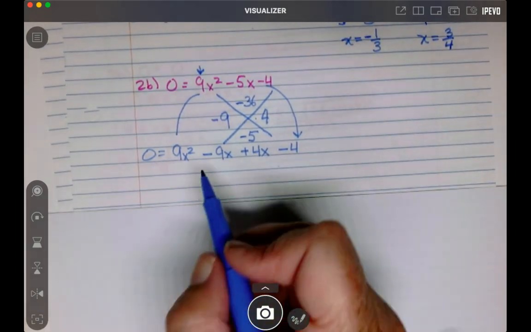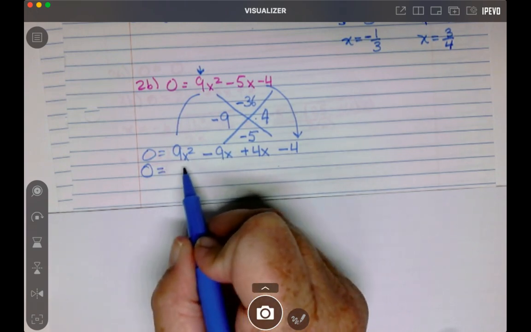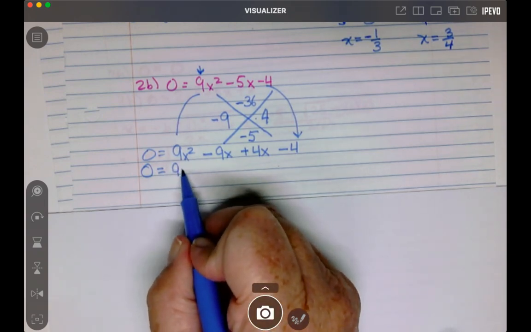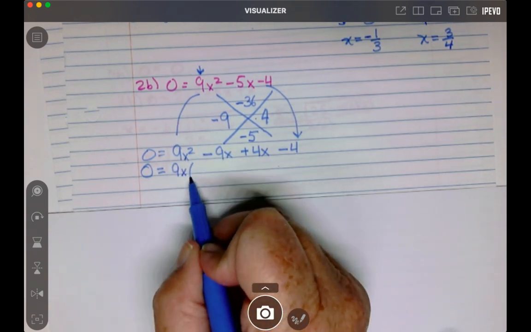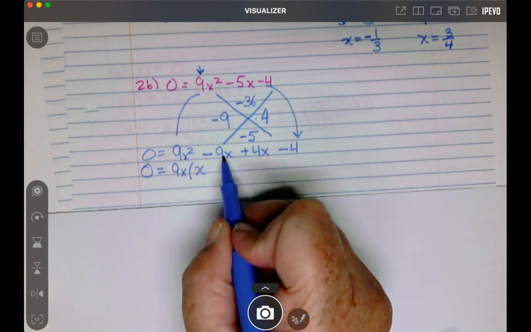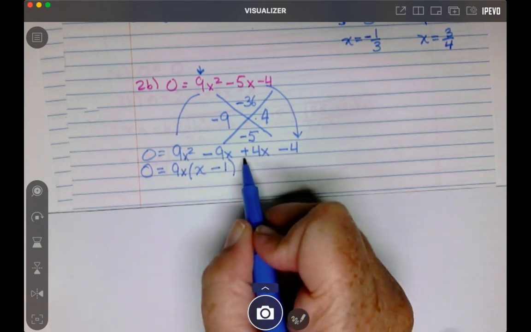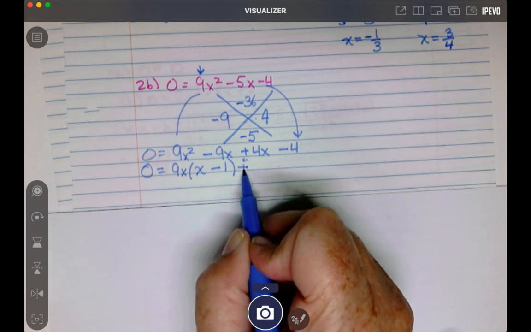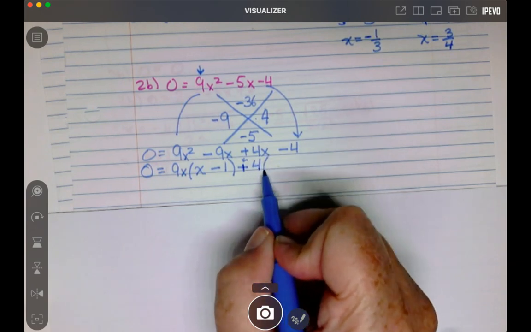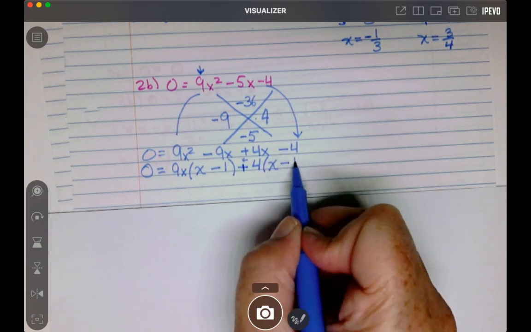So now I look for the greatest common factor between the first two terms. Well, the greatest common factor between 9 and 9 is indeed 9. And in fact, it's 9x, because both terms have an x. 9x squared divided by 9x gets you simply x. Negative 9x divided by 9x gets you negative 1. I bring down this sign, which is a positive. And 4x and negative 4 have a common factor of 4. And 4x divided by 4 is x. Negative 4 divided by 4 is negative 1.